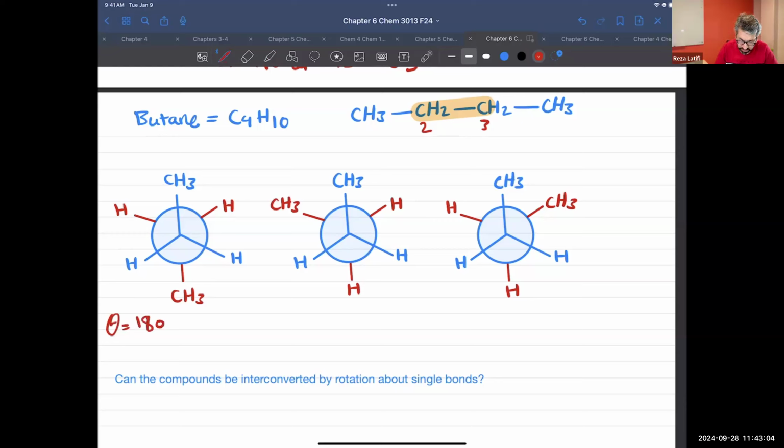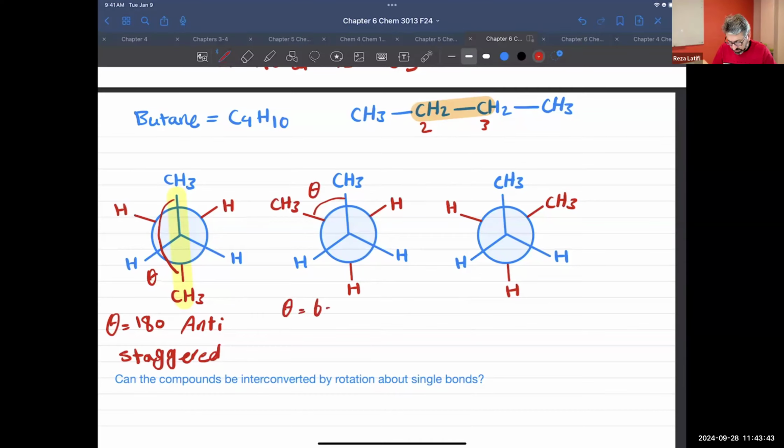Which dihedral angle? The angle between these two substituents. So this angle is going to be 180 degrees. I'm talking about technically that theta. And what do we name this one? This one, we call it anti. It's staggered. It is the anti-staggered conformation.